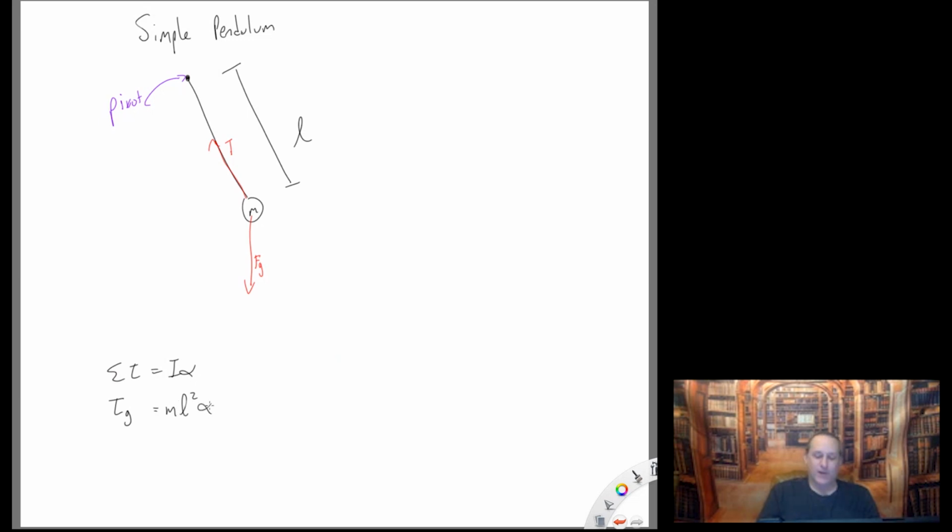And then we have alpha. What's the formula for the torque? Well, it's going to be clockwise, so it's going to get a minus sign: minus the force of gravity times the radius, which is L, times the sine of theta.